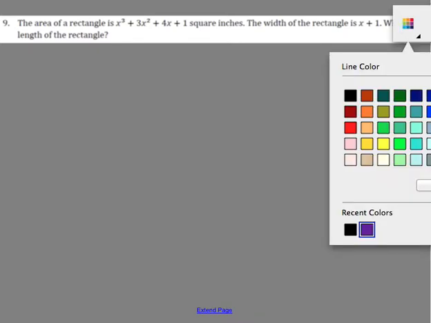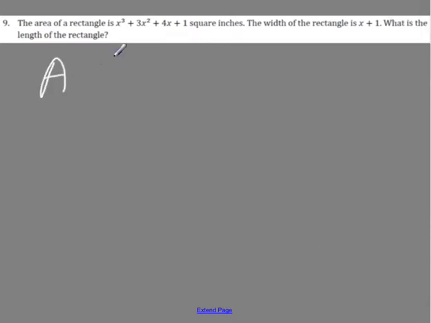All right, let's take a look at number 9. It says that the area of a rectangle is x cubed plus 3x squared plus 4x minus 1 inches, and the width is x plus 1. What is the length of the rectangle? Well, the area of a rectangle is going to be length times width, right? So our area is x cubed plus 3x squared plus 4x plus 1, and that's equal to the length times the width, which is x plus 1.